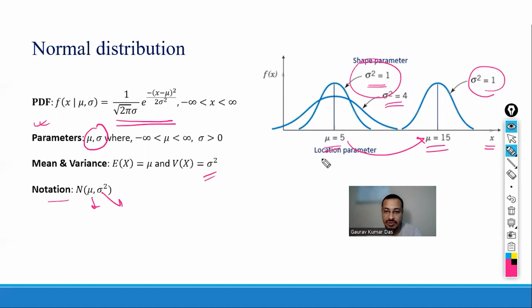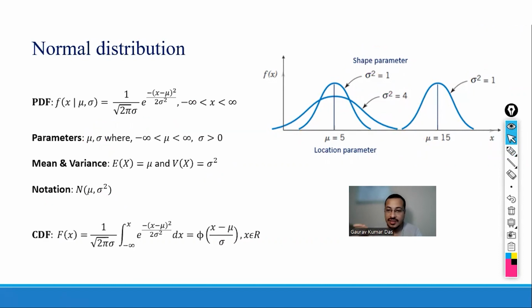Correct. So mu is sometimes also called a location parameter because it gives you an idea of the location of that graph, whereas variance or standard deviation can also be referred to as a shape parameter because it tells you about the shape of the graph, how flat it is, how sharp it is. So these are also called location and shape parameters.